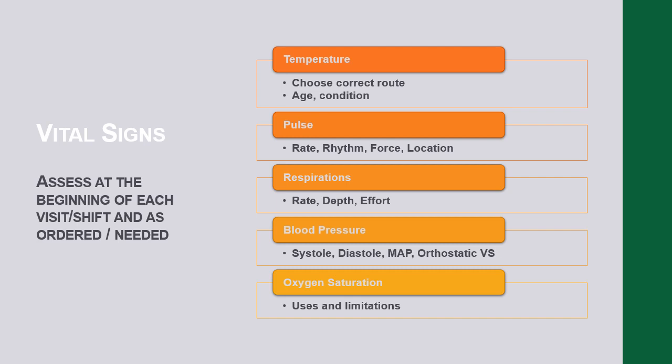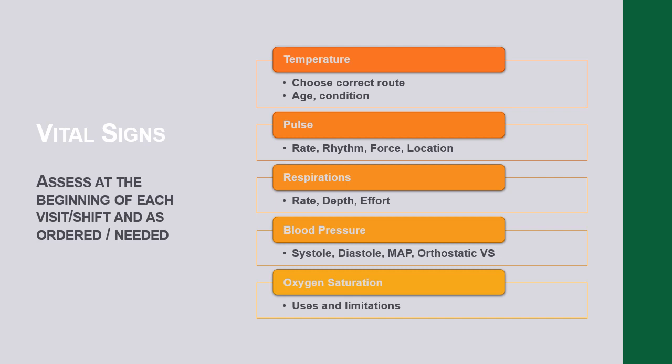For depth, one of the things that we're really concerned with is whether or not there's adequate depth. So remember, an adult has about 150 milliliters of physiologic dead space. So the first 150 milliliters of air that you're inhaling and exhaling is not actually being exchanged between the environment and the body. So if they're not breathing deeply, if they're breathing rapidly and shallowly, they may not actually be exchanging carbon dioxide or oxygen.